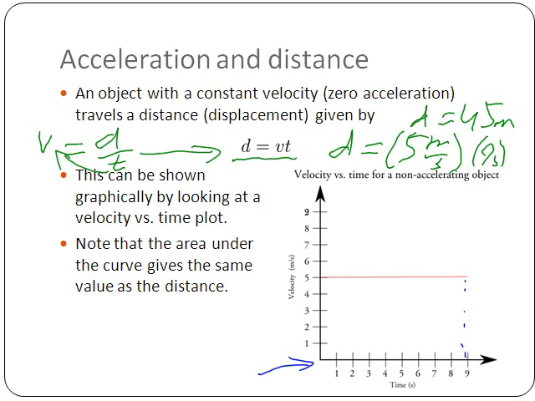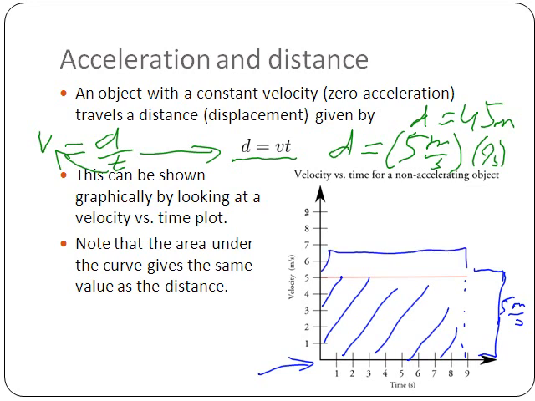If you were to find the area of that rectangle, this side is 5 meters per second, and this side is 9 seconds. Finding the area, I'd say length times width. So my length is 5 meters per second times my width, which is 9 seconds, and when I do that, I get 45 meters. Well, what's that?